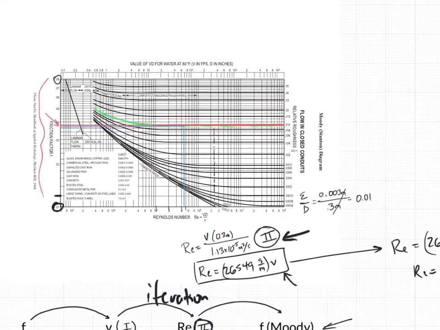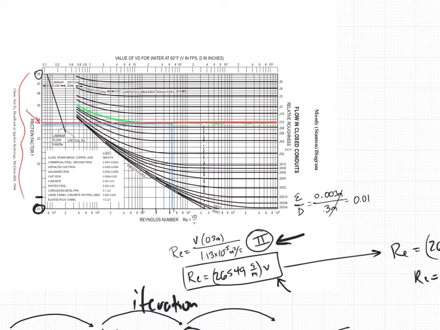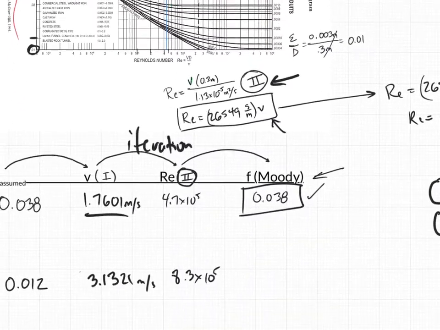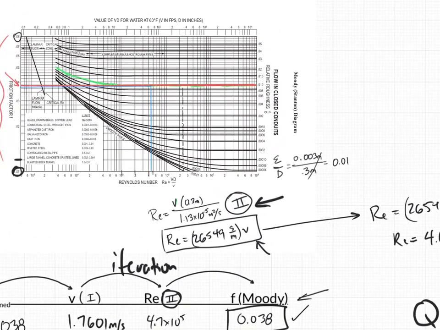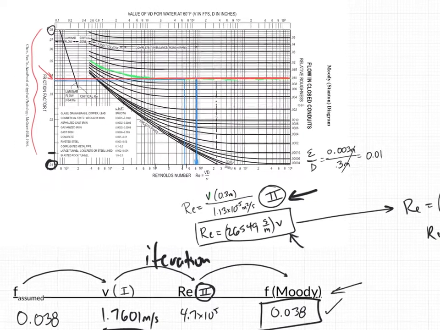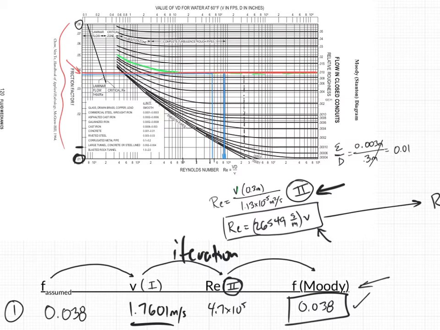Okay, so here we go. And I'll use blue for this. So here we go, 8.3 times 10 to the fifth. Here's 8. Here's 9. So 8.3 is just somewhere between those two. It's not really going to be perfect. Boom. Okay, that's nice.